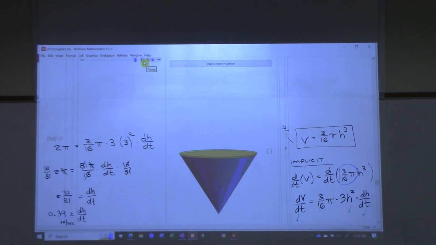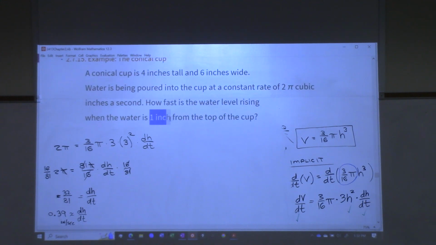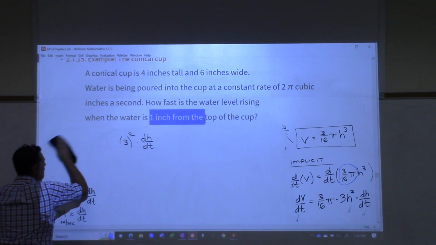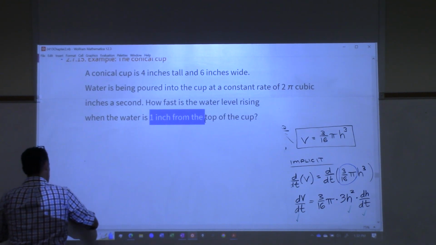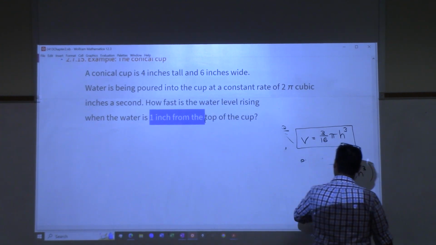And we knew that the height of the water was 3 because it said when it's 1 inch from the top. The 1 inch from the top is why we knew we were talking about 3 inches high, because remember, the cup was only 4 inches, so an inch from the top would mean that the water height was 3. All right, that's a classic Cal 1 problem for related rates. I want to do at least one more.